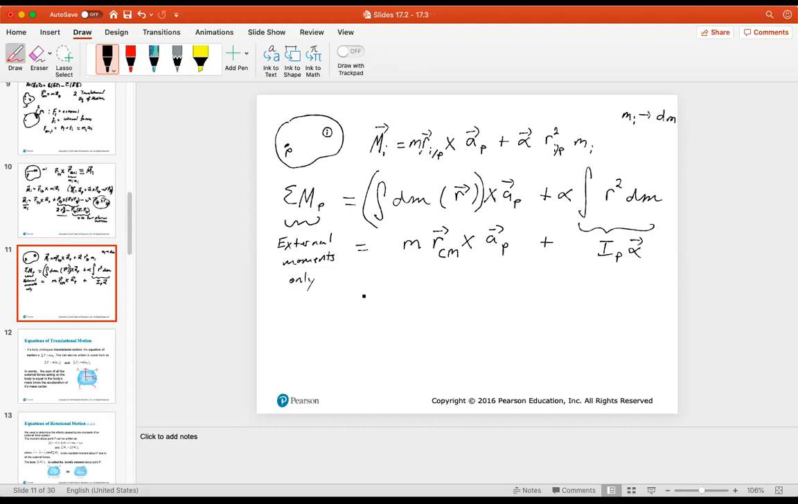Now, special case. If P equals the center of mass, or center of gravity, then that would mean that the relative vector from P to the center of gravity would equal 0. I suppose I should put a P there just to be really clear. This is from P to the center of mass. Then this would be 0, in which case we arrive at our first important result.